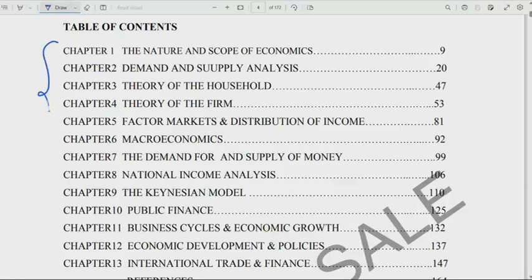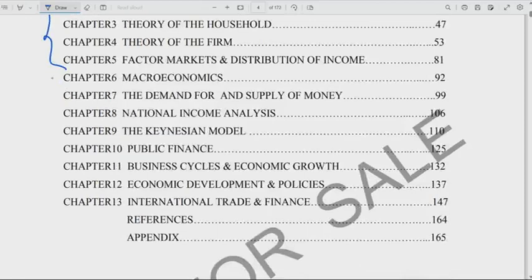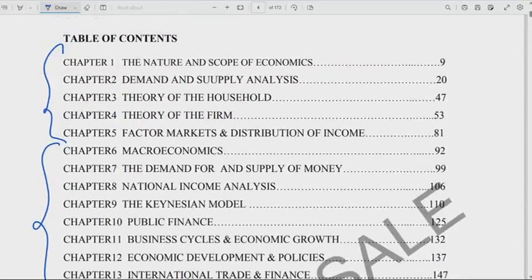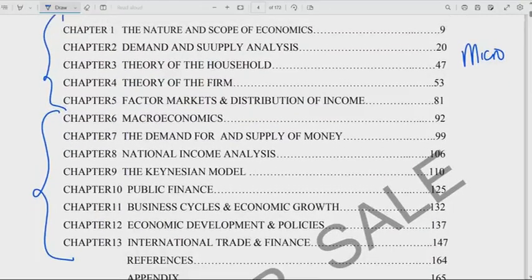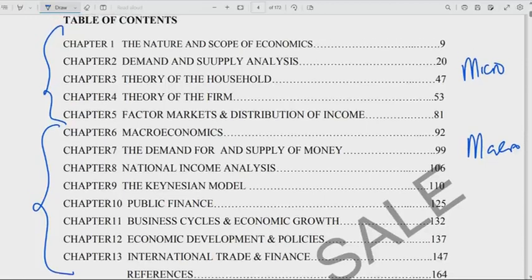From chapter 1 to chapter 5 is what is called microeconomics. And from chapter 6 to chapter 13 is what is called macroeconomics, right? These are the two branches of economics, and they are divided into the following topics. So in microeconomics, we'll look at chapter 1, the nature and scope of economics.